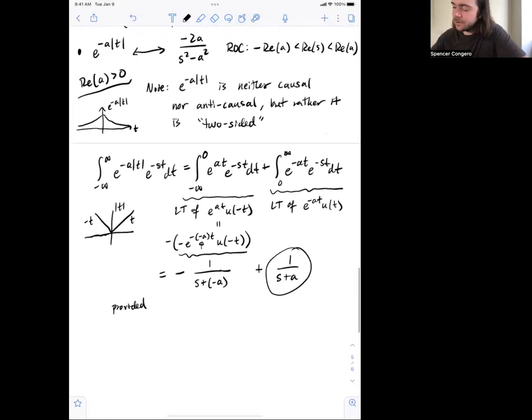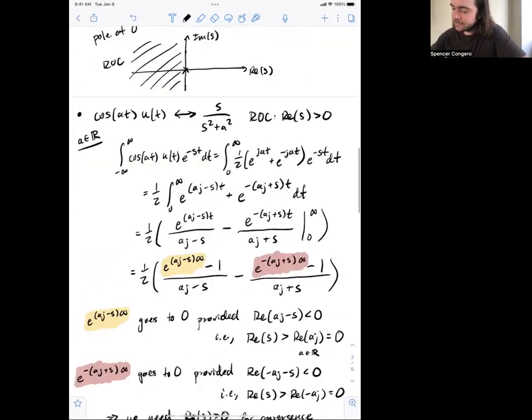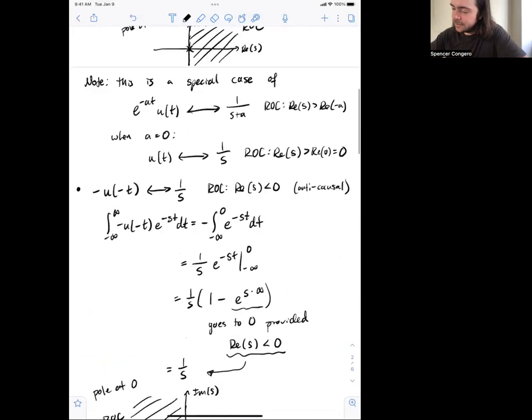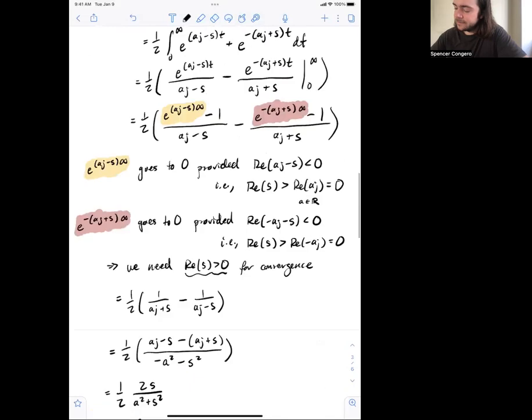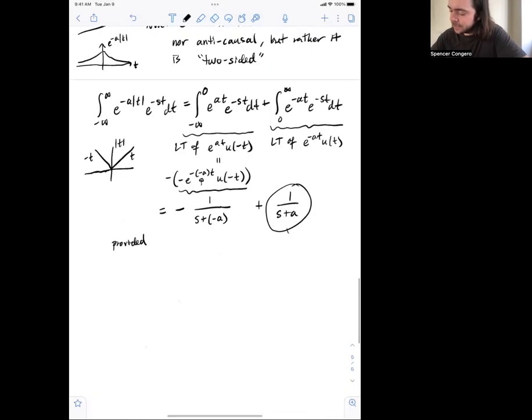What was the condition here? 1 over s plus a. Well, we need the real part of s to be greater than the real part of negative a. And what was the region of convergence condition here? Well, it was the opposite, right? We needed the real part of s to be less than the real part of negative a. But again, I'm plugging in negative a for that constant. So we have negative a.